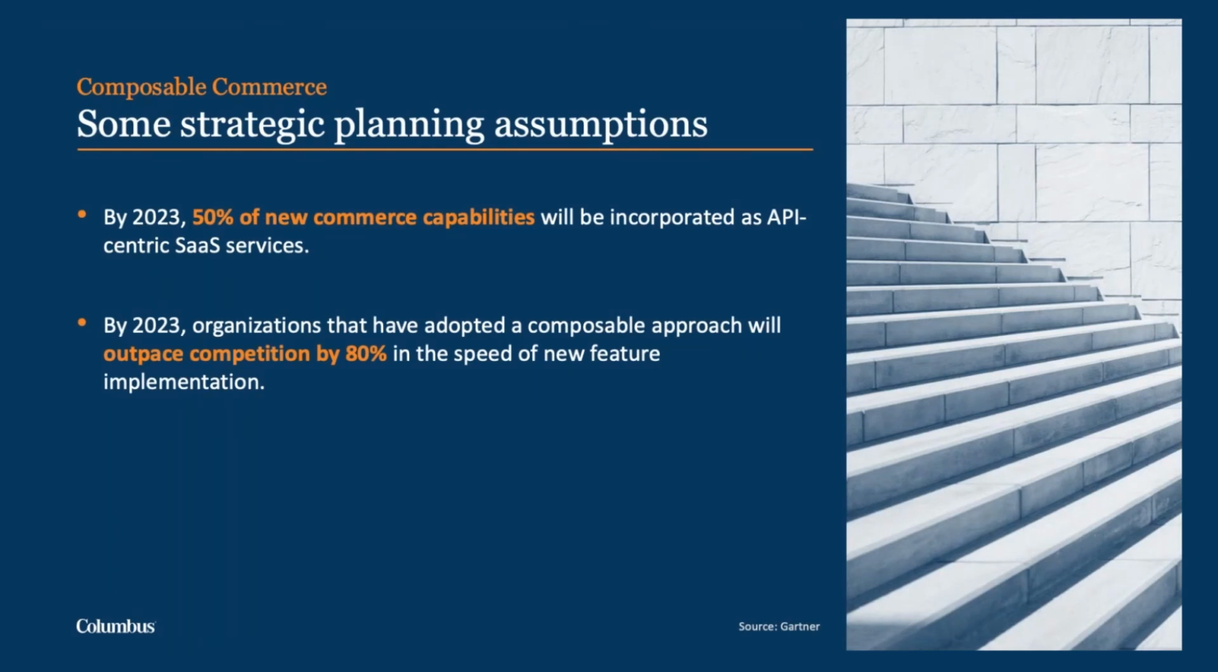And some assumptions from Gartner. By 2023, 50% of new commerce capabilities will be incorporated as API-centric SaaS services. So as online services, probably with a subscription plan that gives you the functionality you need. Another assumption, by 2023, organizations that have adopted a composable approach will outpace competition by 80% in the speed of new feature implementation. So because they don't have the same limitations, they are both able and comfortable with rolling out feature after feature at a high pace.